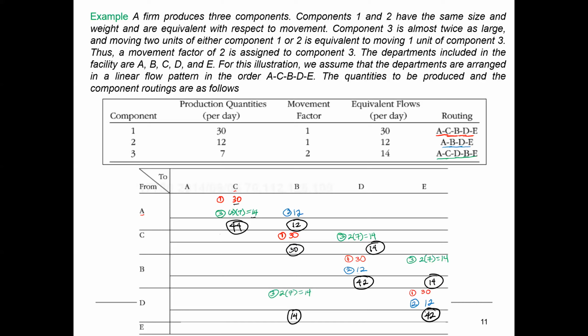So for all of the others that have no values, we can just say this is 0, 0, 0. This one is also zeros, 0, 0, 0, 0, and then 0 here, 0, and 0. So that's our from-to chart for this example.